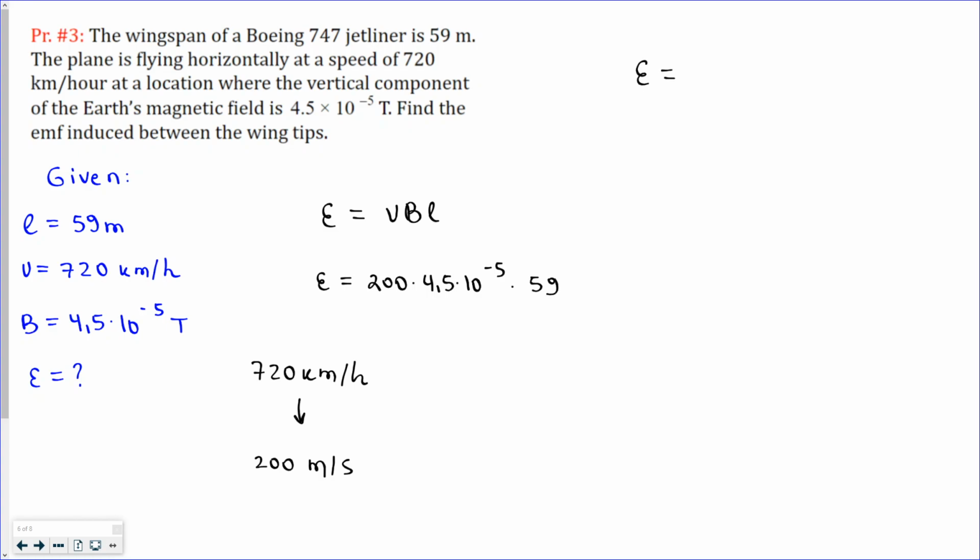So let's calculate 200 multiplied by 4.5, it is 900, and multiplied by 59, it is 53,100, and we have the power 10 to the minus 5. So now we need to move 5 steps back. 1, 2, 3, 4, 5. So actually we add a 0, and we see the answer is 0.531 volts. So this is about half a volt.